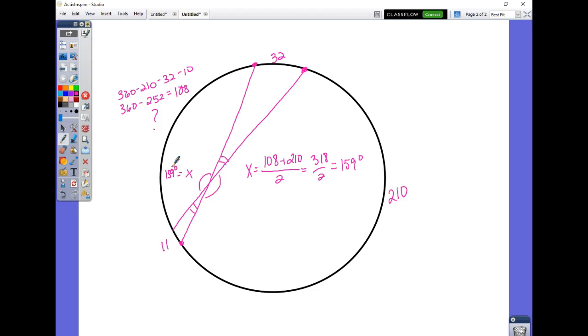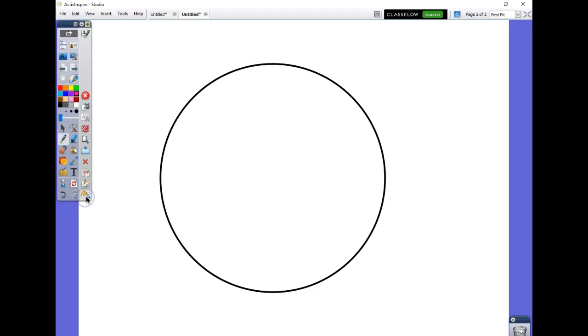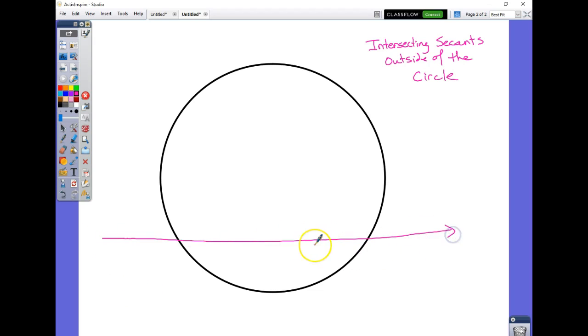The last of the angle measures we need to know is going to be intersecting secants outside of the circle. So now we're dealing with secant lines. These are going to be ones that come outside of the circle now, and they continue on for days.